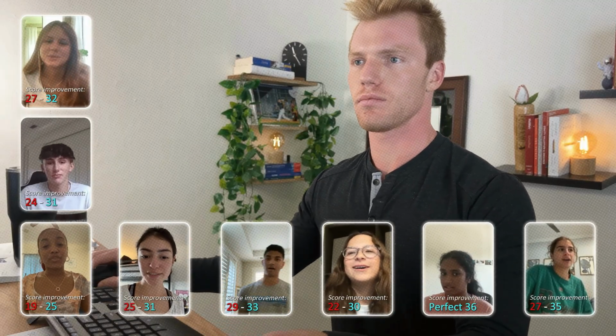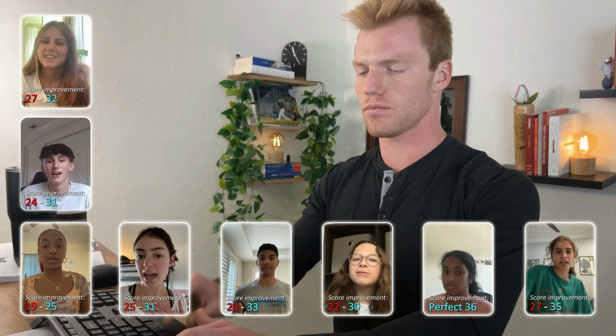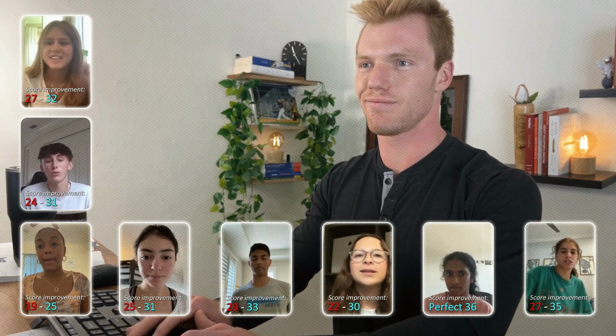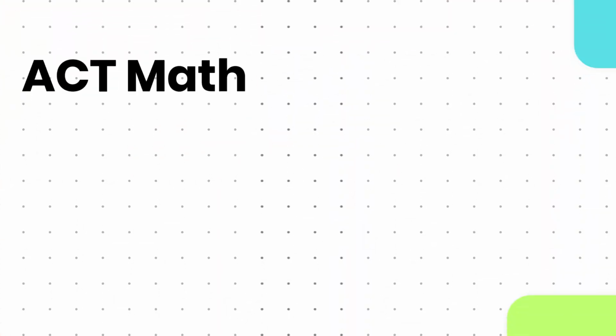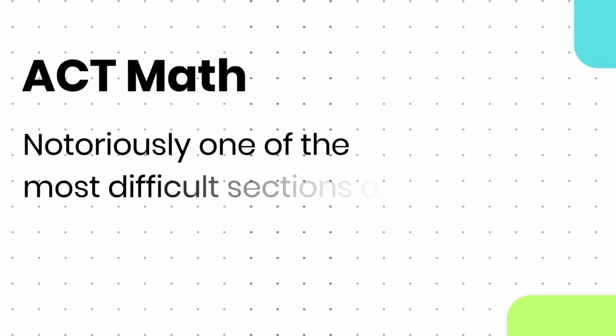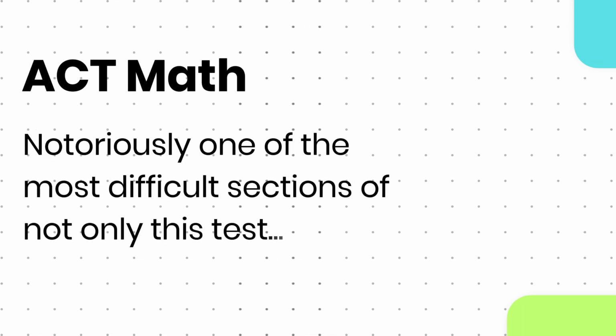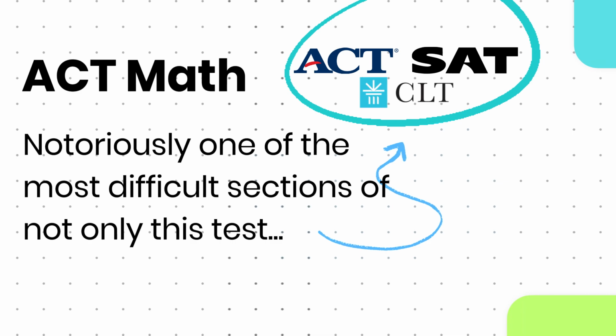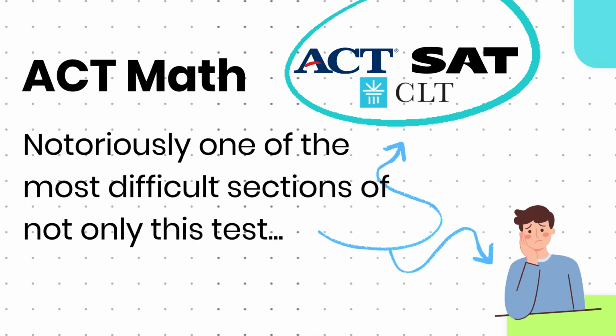So I've personally scored a 36 on the ACT math section probably a dozen times at this point. And over the last 6 years, I've helped thousands of students get to their dream scores on the entire ACT and also specifically on the math section. The ACT math section is notoriously one of the most difficult sections of not only just this test, but of all standardized tests out there, and it's known to cause a lot of problems for a lot of students.